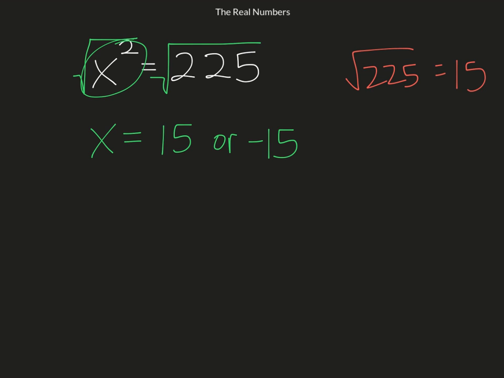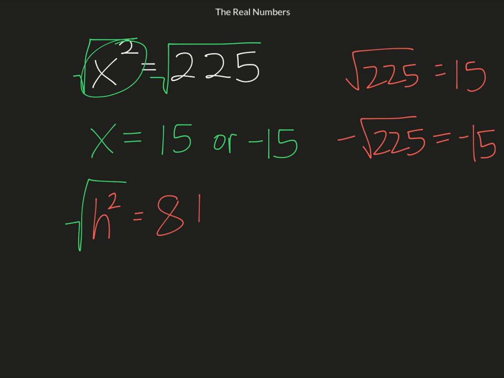The only way to get negative 15 is if it asks you what is the negative square root of 225, or what is the opposite of the square root of 225. Well, that is negative 15. But whenever we have a variable squared, let's say h squared equals 81, again we want to square root each side to solve for it, but h can either be 9 or negative 9, because when we plug them back in, that's one way to check it, right?